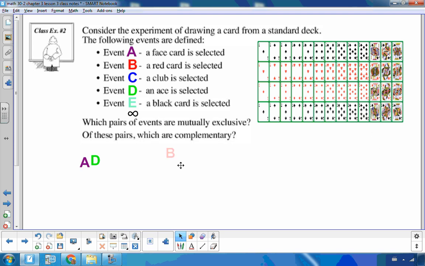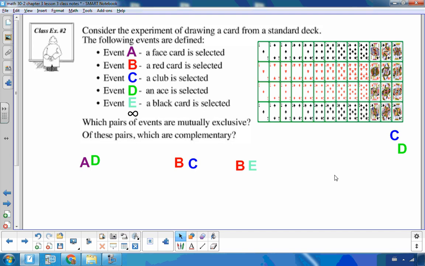Okay, let's go to red cards. Can a red card also be a club? No. Can a red card also be an ace? Yes, there are 2 of them. Can a red card also be a black card? No. So B and E. Okay, let's go to clubs. Can a card be a club and an ace at the same time? Yes. Can a card be a club and a black card at the same time? Yes. So C doesn't work. Let's go to D. Can a card be an ace and a black card at the same time? Yes. So there are 3 events that are mutually exclusive.